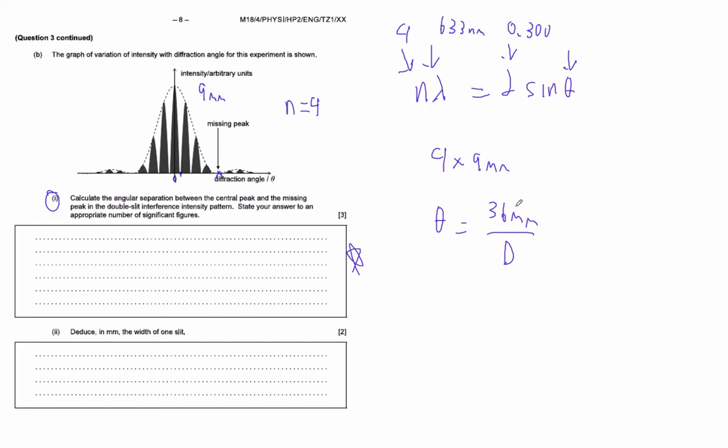And literally, they just divide this by this, and they get an answer that they round, in my opinion, unacceptably, because they base it on a rounded thing. And then I think they say, allow this answer if they didn't round. Anyway, okay. Deduce in millimeters the width of one slit.